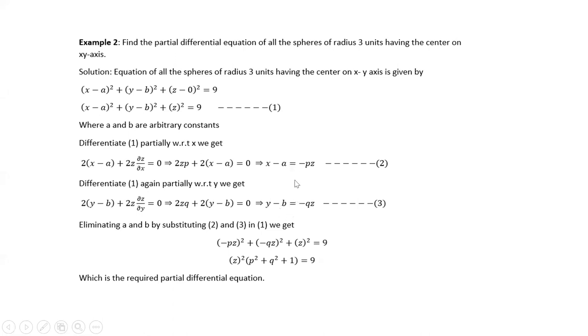Now from equations 2 and 3, we eliminate a and b. How do we eliminate? We replace that into equation 1. So x minus a we substitute as minus pz, y minus b in the equation we substitute as minus qz, and z square is already existing, that is equal to 9. Now z square you can see is common from all the three terms. Take the other terms inside one bracket, you get equal to 9. This is the required partial differential equation.